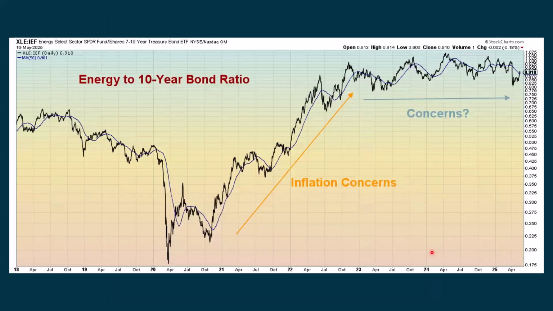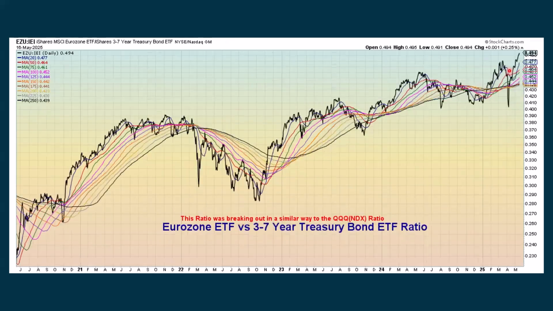And this is a newer chart to the video anyway. We're looking at energy, which has been under a lot of pressure, and we do a ratio to the 10-year bond here. And I haven't shown this chart because it's really not showing us all that much. When this ratio is really going up, like we saw back in 2021 into 2022, that means there are inflation concerns. Lately, we've been pretty much going sideways as a lot of those concerns have been able to subside.